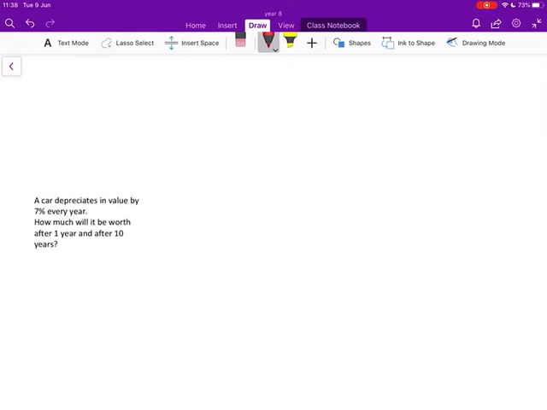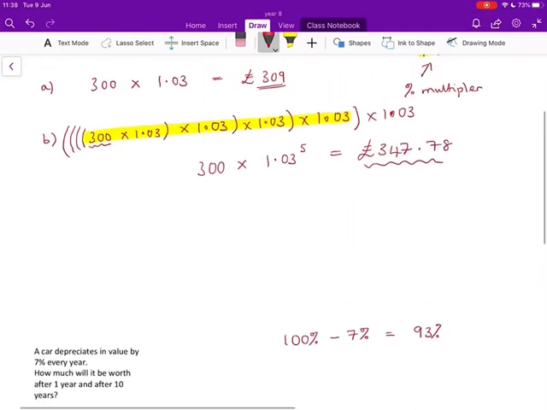Okay, let's look at another example. So this one, we've got a car that depreciates in value by 7% every year. So depreciates means it goes down in value. So it's losing 7%. So we start the year with the full amount of the car's value. By the end of the year, it hasn't gained 7% this time, it's lost 7%. So we've now only got 93% of what we started the year with.